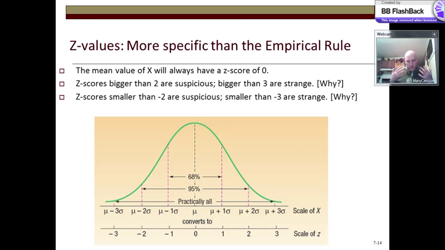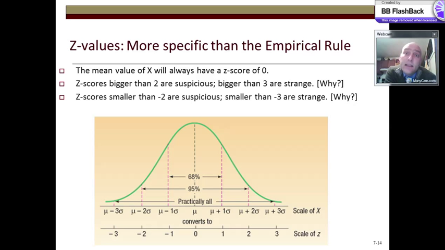Z-values are more specific than the empirical rule and those things I was just talking about in terms of the 1s, the 2s, and the 3s. The mean value of x will always have a z-score of 0. Z-scores bigger than 2 are a bit suspicious, and z-scores bigger than 3 are a bit strange. The reason is how different they are, how far away they are from the mean. They're not impossible, they're just things that might need some investigation. Similarly, z-scores less than -2, less than -3, same stuff.